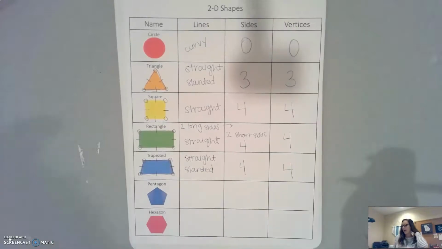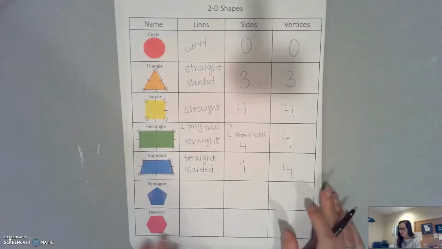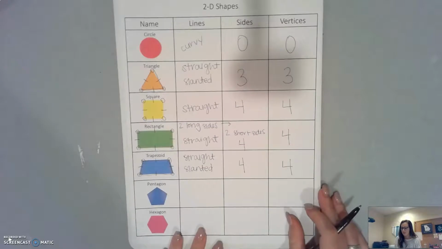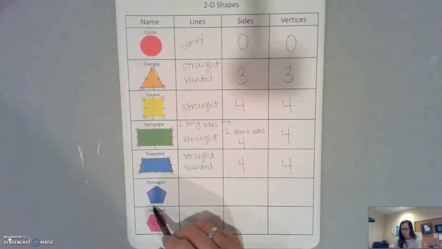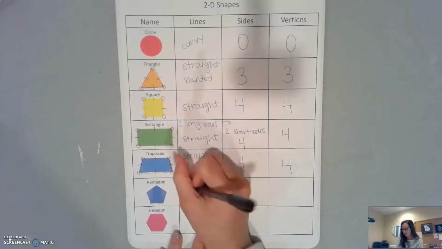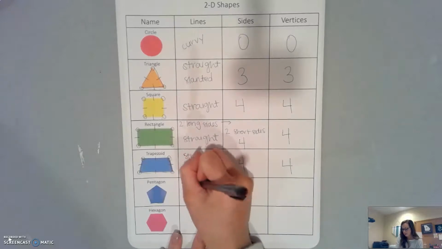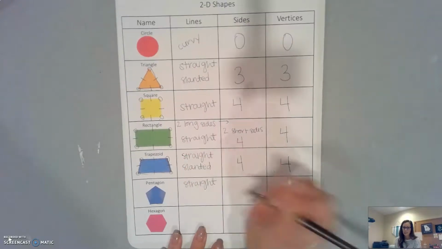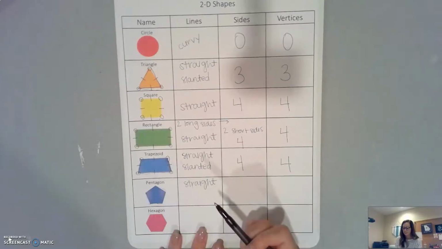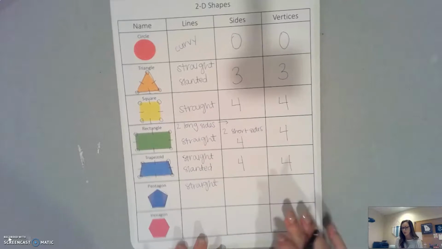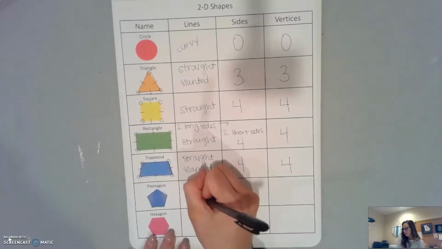Okay? Now we're moving on to another shape. Now this one's a little bit different than the ones that we've had up here. So let's look at the lines. Do we see any straight lines? I see a straight line down here. So it has straight lines, but not all the lines are straight. So we see that it has some slanted lines too, because they're not exactly all straight. So we're going to write slanted.